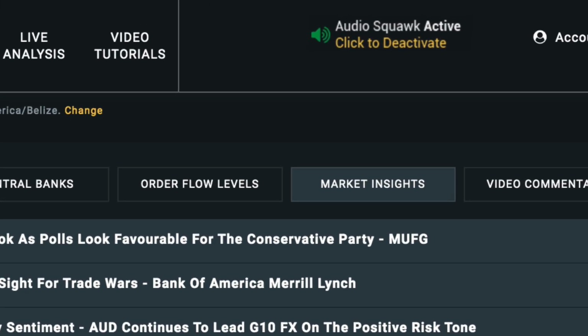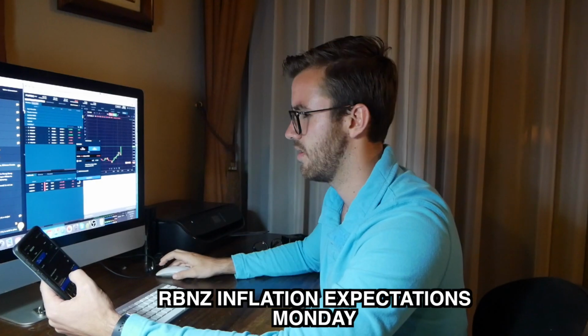They also have this really nice feature which is called a squawk, which is basically just an audio news feed through their terminal about news that could be relevant to the major currencies.